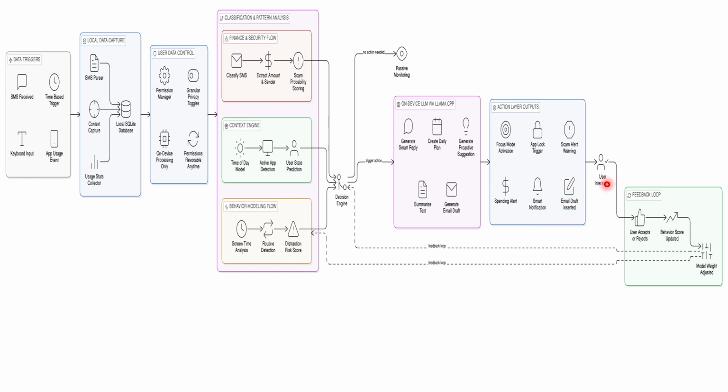Then it will be sent to the user to approve. If he approves, it goes back to the feedback loop. The behavior score is updated, and the model weight is adjusted. So it will again come back and try to improve itself. The more feedback it gets, the better it gets. So it's like a self-learning AI.